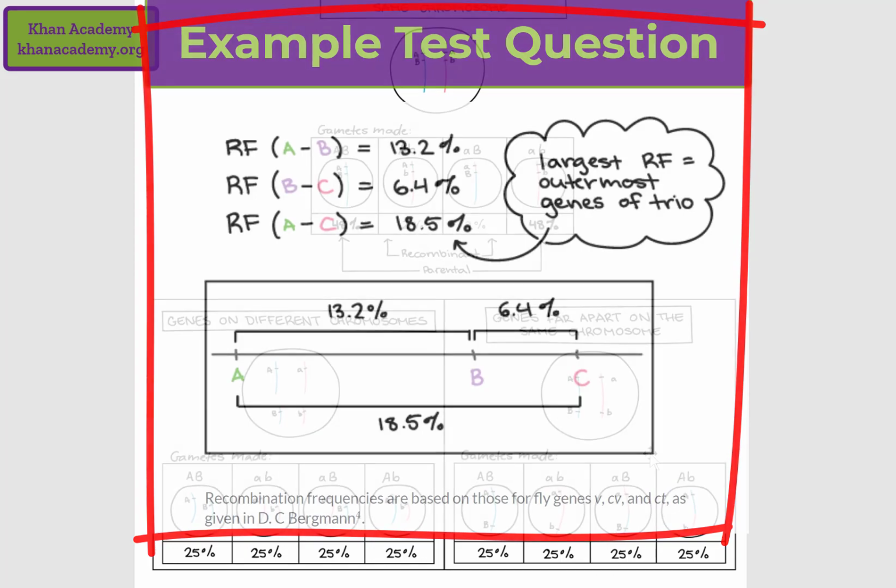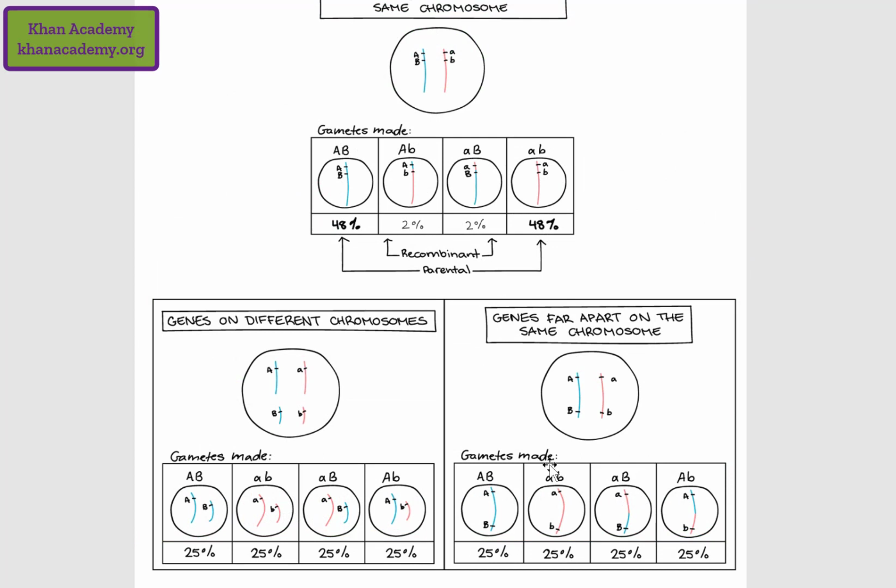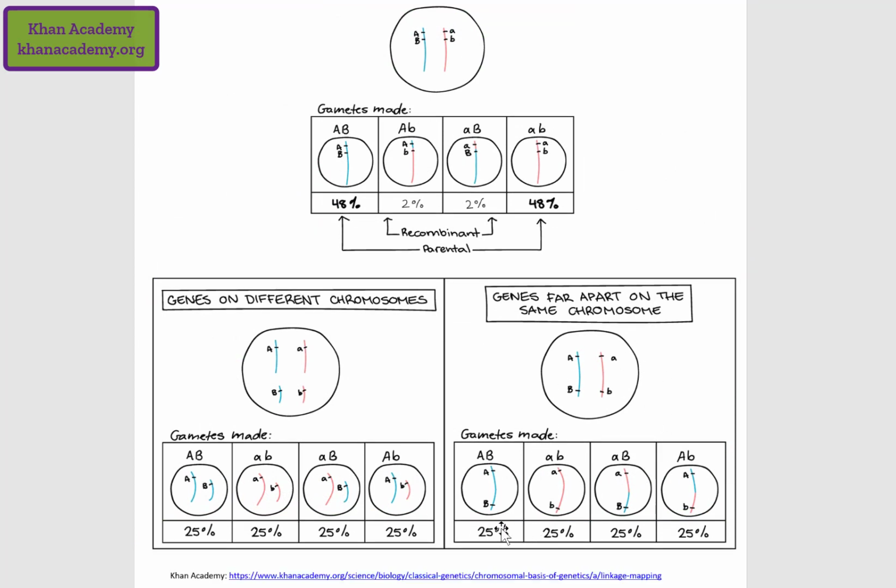And if we were told that these were linked genes on the bottom right, the bigger the probability, the more likely it is to occur, the farther apart the genes are. The smaller the probability of having this gamete means that the likelihood is very, very low, which means that crossing over is not frequent, and therefore the genes must be close together on the chromosome.